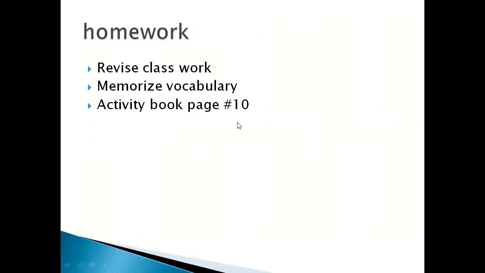And your homework, I told you before, is activity book page number 10. And revise your classwork and memorize the vocabulary. And write it in your notebook.